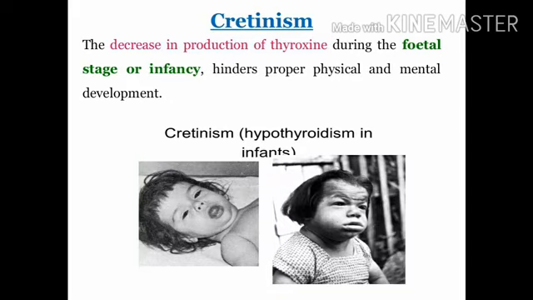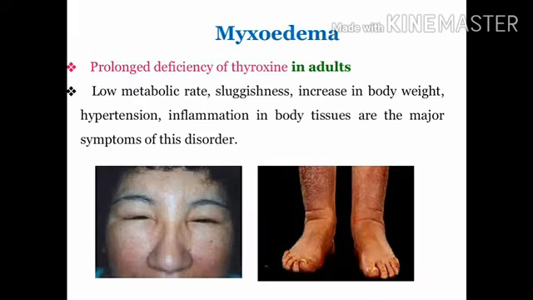Cretinism is a condition when there is a decrease in production of thyroxine during the fetal stage or infancy. It will hinder proper physical and mental development. You can see the pictures. This is cretinism.